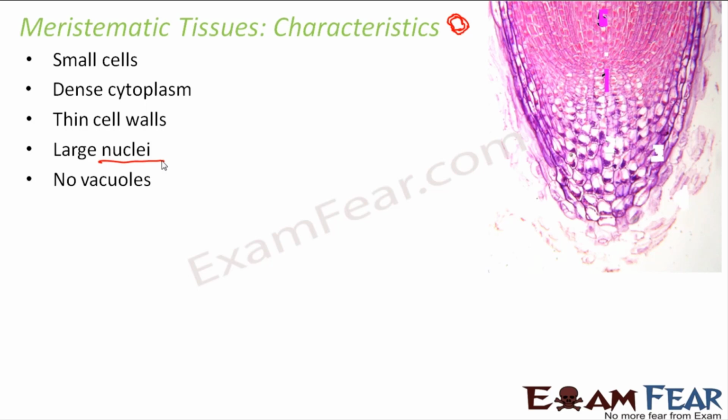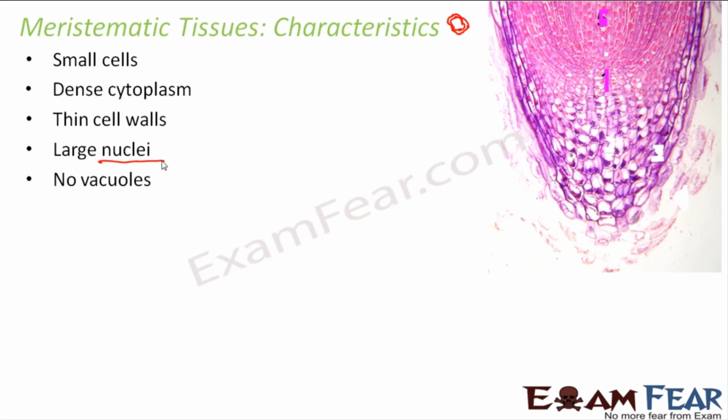Now, why do you think they don't have vacuoles? However, we know that in plant cells, vacuoles play an important role. So vacuoles are generally large in size. But why do these meristematic tissue cells not have vacuoles? That's because, just remember, what was the purpose of a vacuole? One purpose was storage of food, right? What was the other purpose? It gives rigidity to the cell. So the more vacuoles you have, the more rigid the cell is.